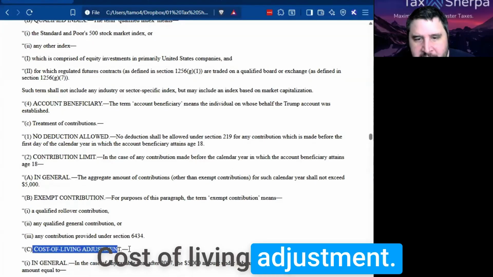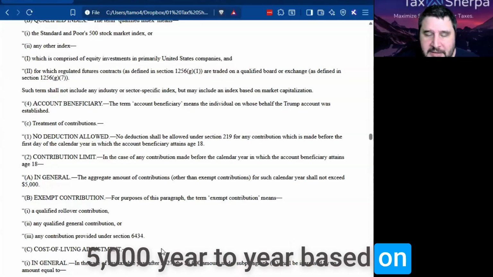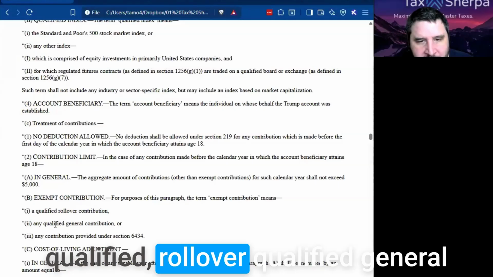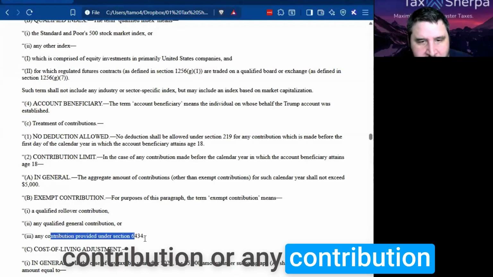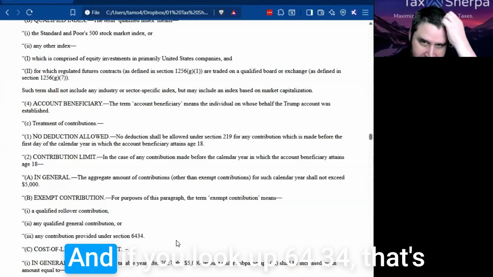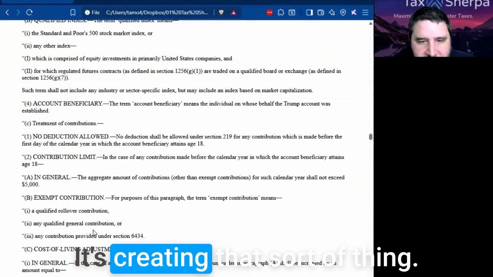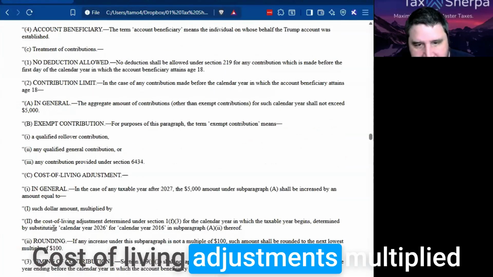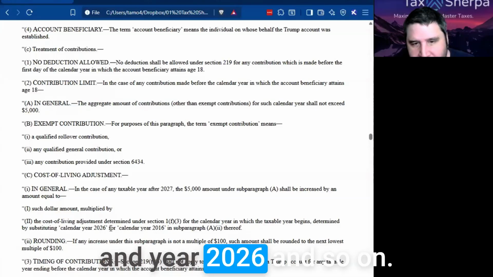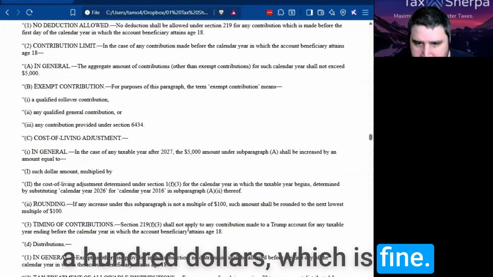Contribution limits, it's going to be $5,000. Here we go, cost of living adjustment. So they are going to adjust the $5,000 year to year based on the cost of living adjustments. Exempt contributions are going to be qualified rollover, qualified general contribution, or any contribution provided under Section 6434. And if you look up 6434, that's kind of your 529s. It's creating that sort of thing. Cost of living adjustments multiplied by cost of living adjustment and year 2026, so on. It's going to be rounded to the nearest $100, which is fine.